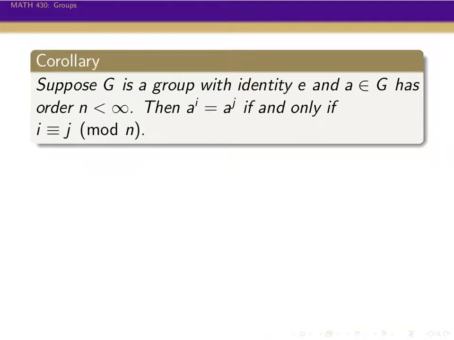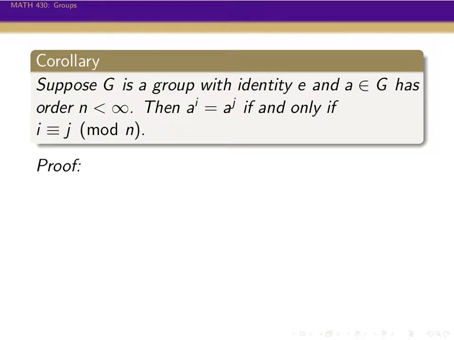Now, an immediate corollary of this theorem is that if we ever end up with a to the i equaling a to the j in some group, then that must be because i is congruent to j mod n, where n again is the order of a. Okay, so let's prove this.